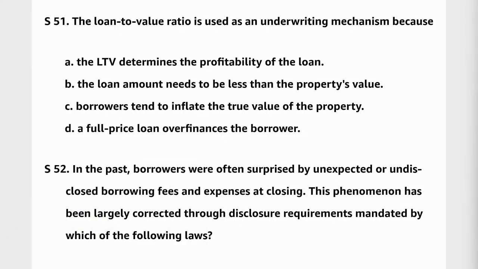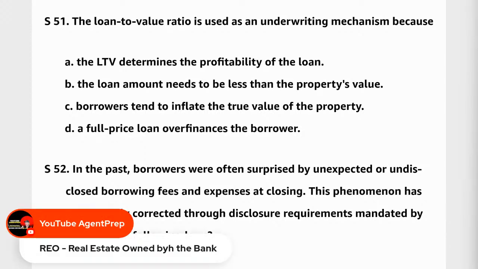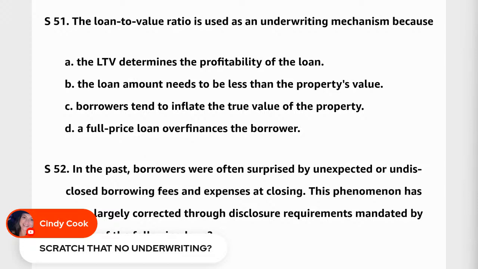Some VA loans may be assumed, but it has to be by a veteran. And some FHA loans may be assumed. It has to be described, okay, in the deed of trust, that it is assumable. Most loans are not assumable. Okay, so this is what I was saying. REO is real estate owned, REO, real estate owned by the bank. Scratch that, no underwriting. Are you a lender, Cindy?